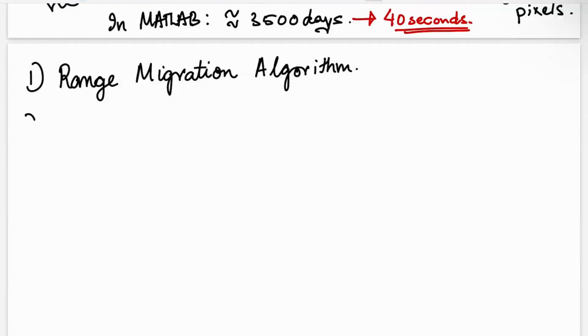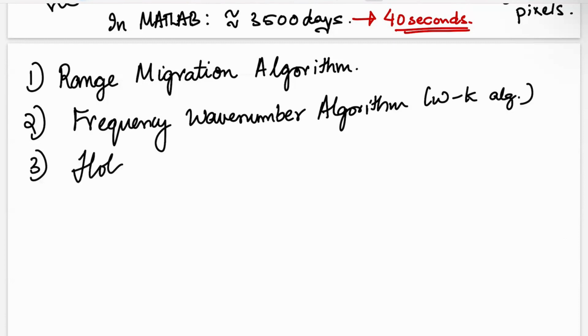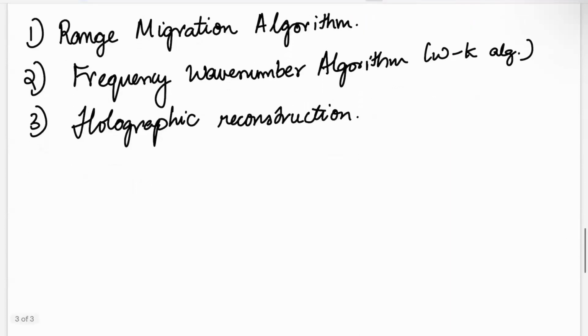It's called the range migration algorithm, or the frequency wave number algorithm. It's also known as the Omega K algorithm. Another name is holographic reconstruction. The derivation of holographic reconstruction is different from range migration, but the final reconstruction algorithm itself is the same.